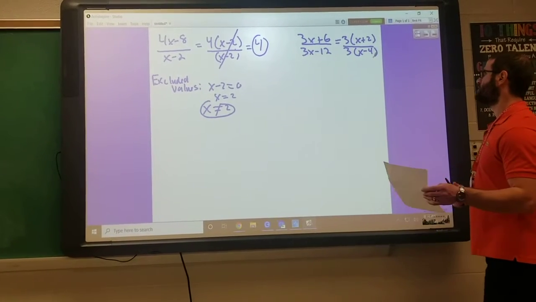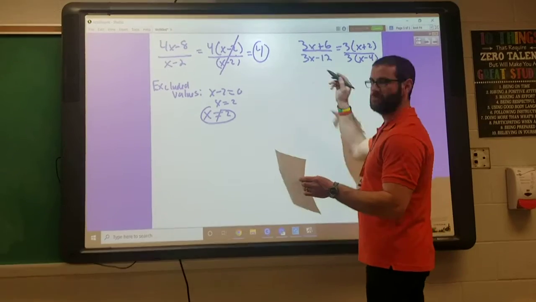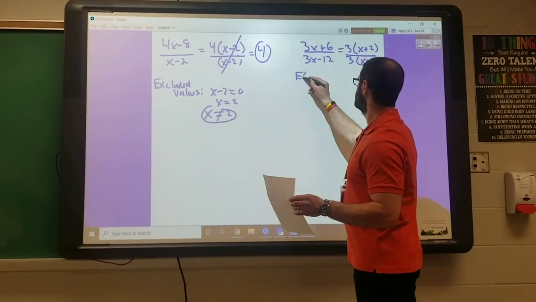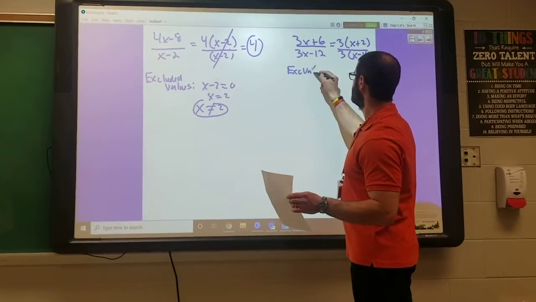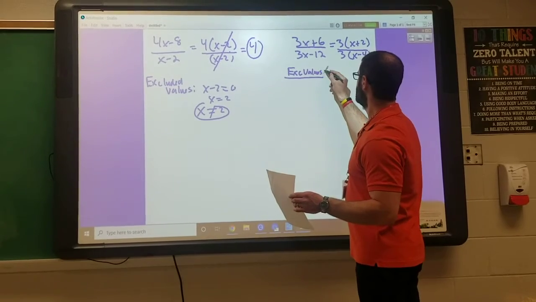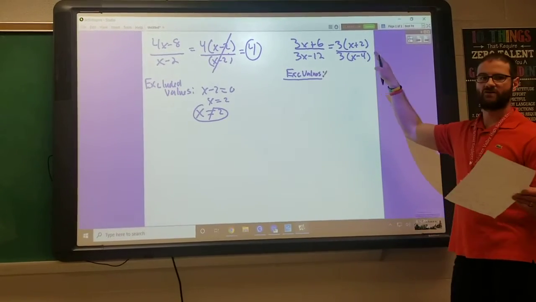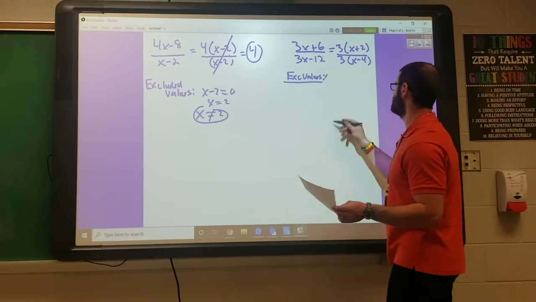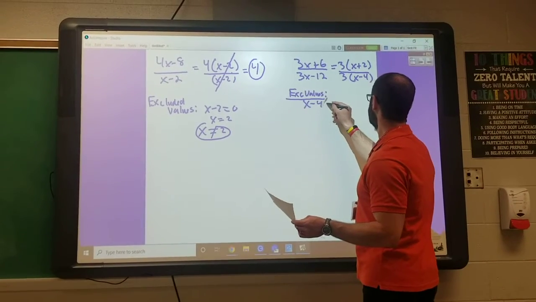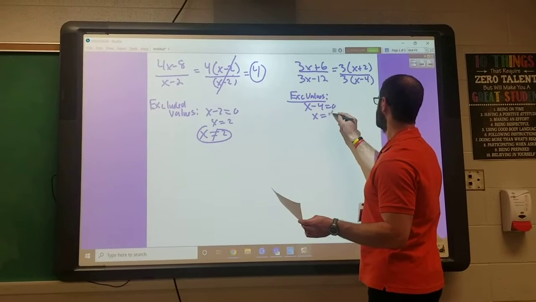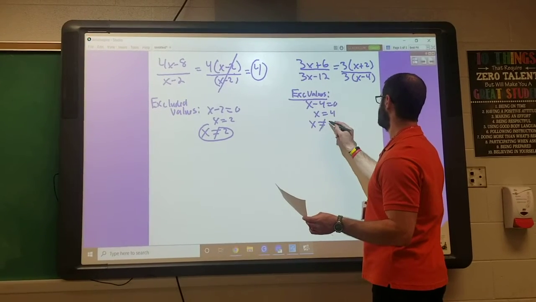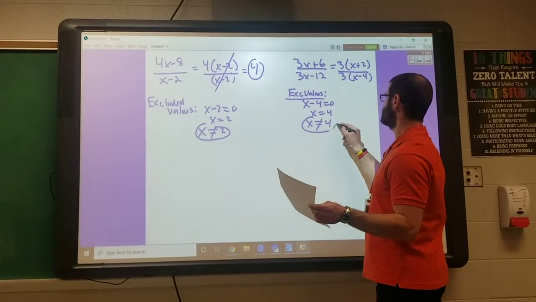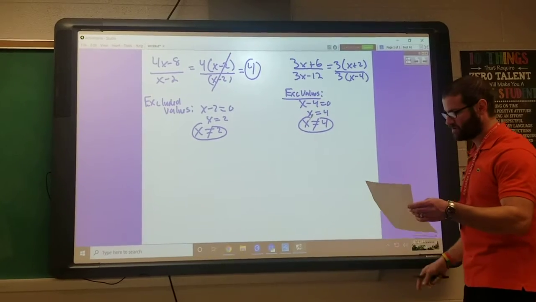Before we simplify, let's do the excluded values. Remember I said set all the factors in the denominator equal to 0, so I would just end up setting x minus 4 equal to 0, which gives x equals 4, which means x would not be equal to 4. So that's an excluded value. Remember, that's part of our answer.